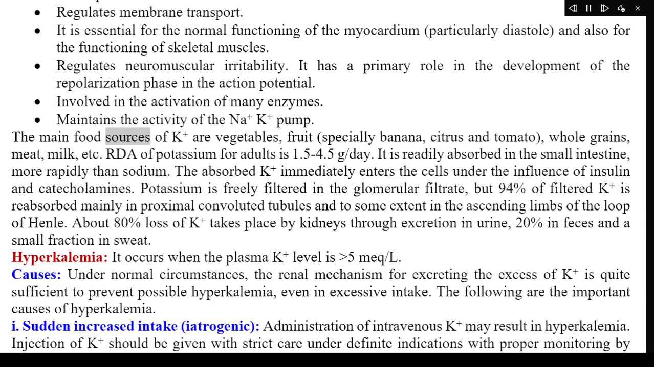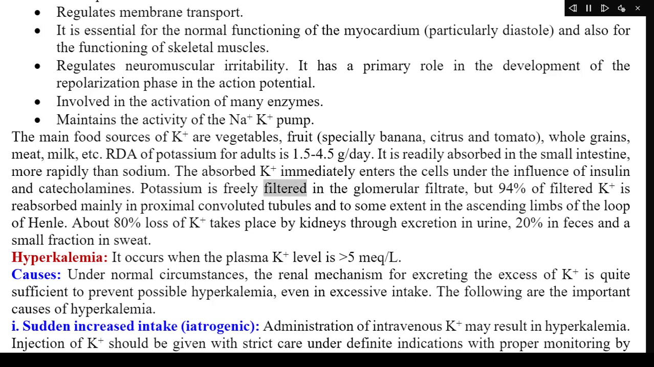The main food sources of K+ are vegetables, fruit, especially banana, citrus, and tomato, whole grains, meat, milk, etc. RDA of potassium for adults is 1.5 to 4.5 g/day. It is readily absorbed in the small intestine, more rapidly than sodium. The absorbed K+ immediately enters the cells under the influence of insulin and catecholamines.